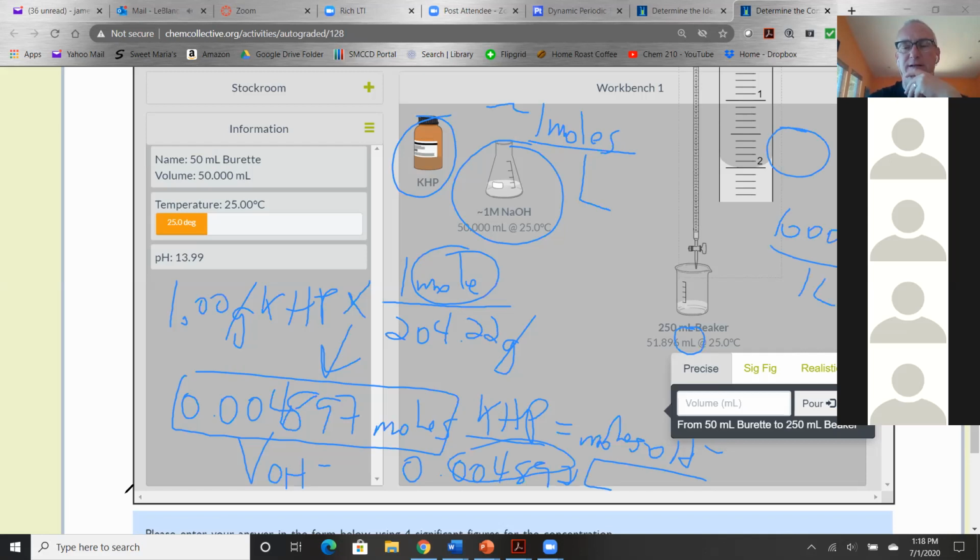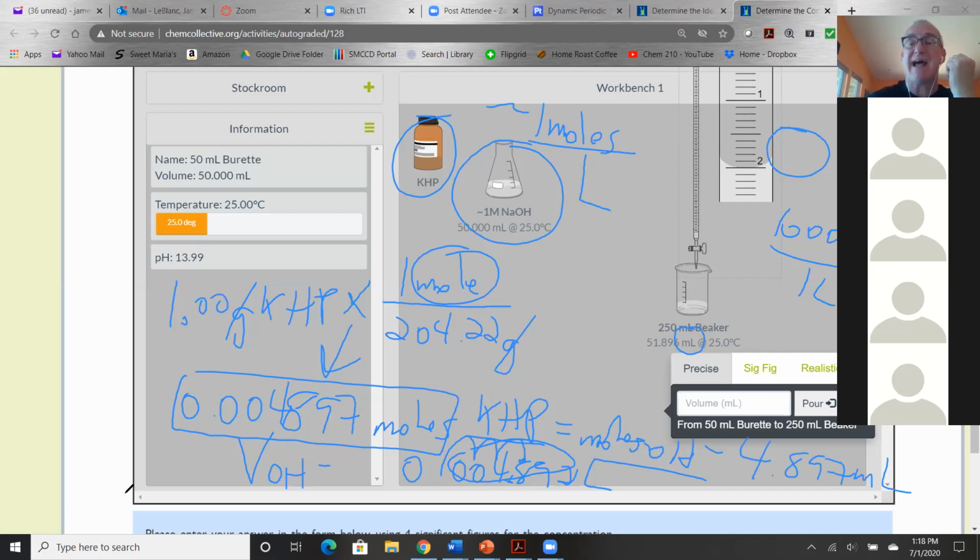So how many milliliters is that? I move the decimal 3 places, right? I go 1, 2, 3. Put it right there. So 4.897 milliliters. So that's how many milliliters approximately I want.